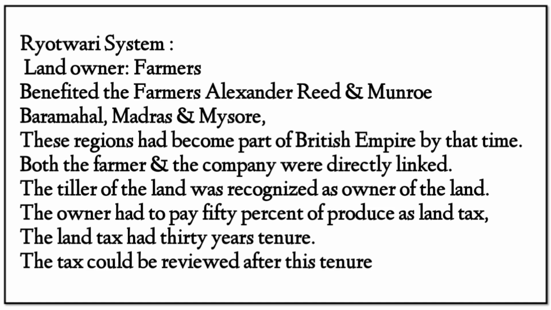Alexander Reed and Monroe introduced it. It was implemented in Baramahal, Madras and Mysore. These regions had become a part of the British Empire by then, and the government and farmers were directly linked. The tillers of the land were recognized as the owners of the land. The owner had to pay 50% of the produce as land tax, and the tax was fixed for a 30 years tenure. The tax could be reviewed after this tenure.